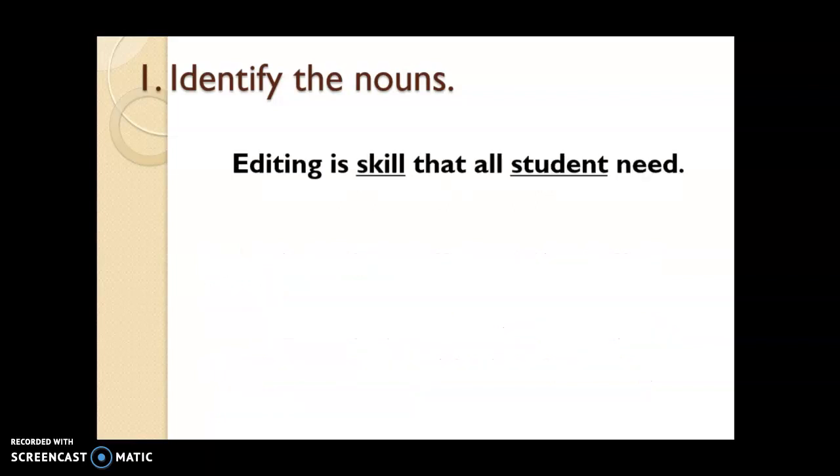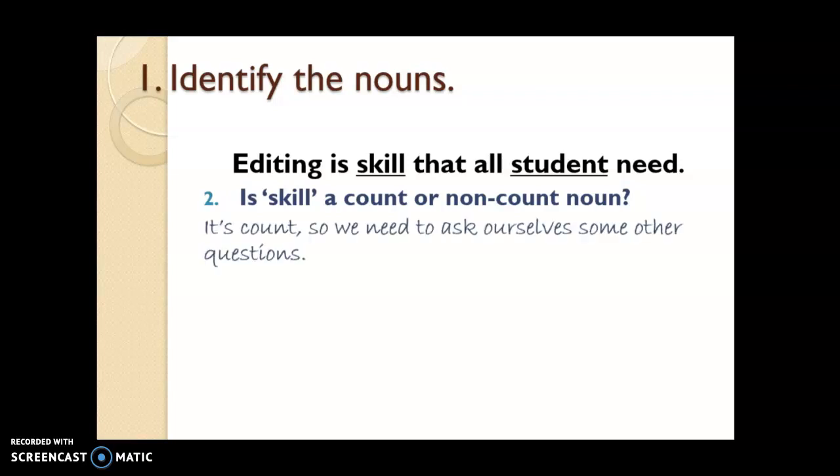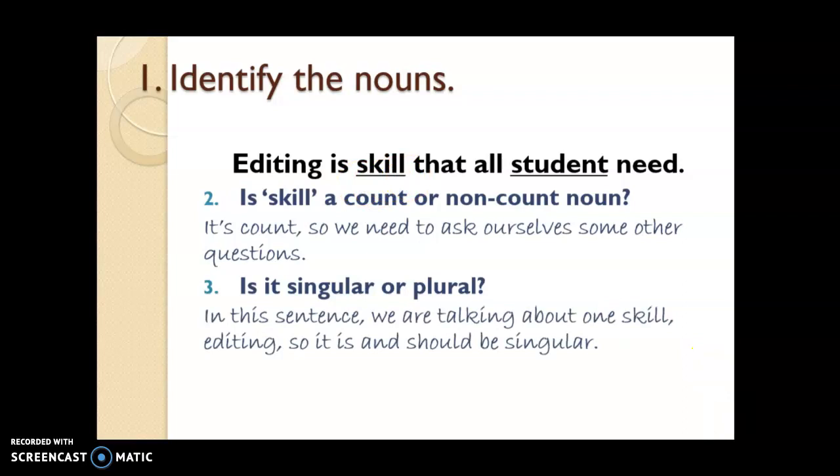Let's move on to the next noun. Skill. Is skill a count or non-count noun? Can we say skills? Different people have different skills? Yes, we can. That means it is a count noun. So we need to ask ourselves some other questions. Is skill singular or plural in this sentence? In this sentence, it's singular. It does not have an S. So it should be singular, and we're only talking about one skill, editing.